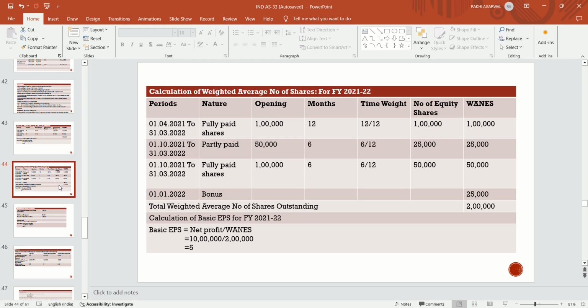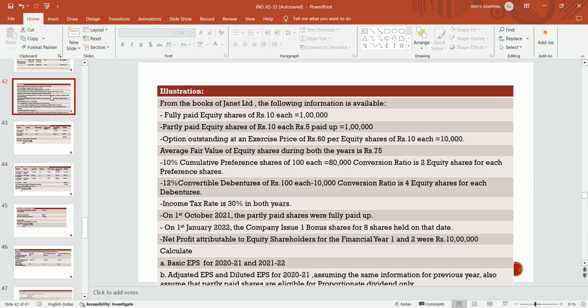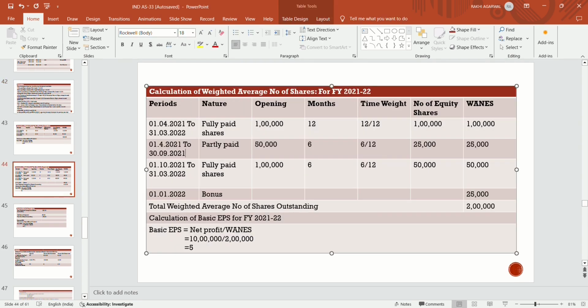From 1st April 2021 to 31st March 2022, 1 lakh is the opening number of shares. For 12 months, the time weighing factor is 12 divided by 12, so the weighted average number of shares is 1 lakh. On 1st October 2021, the partly paid shares become fully paid. So from 1st April 2021 to 30th September 2021, 50,000 shares are partly paid for 6 months. The time weighing factor is 6 divided by 12, so the number of equity shares is 25,000.